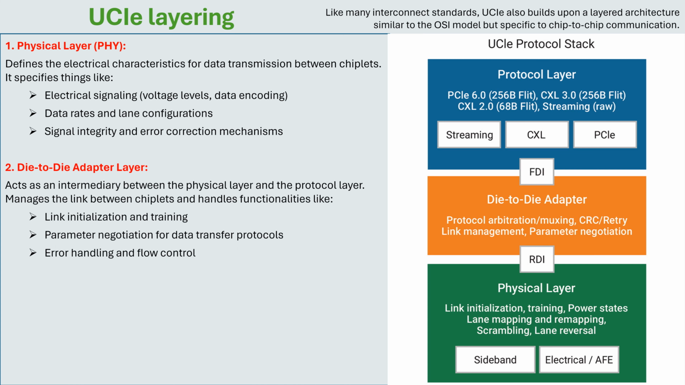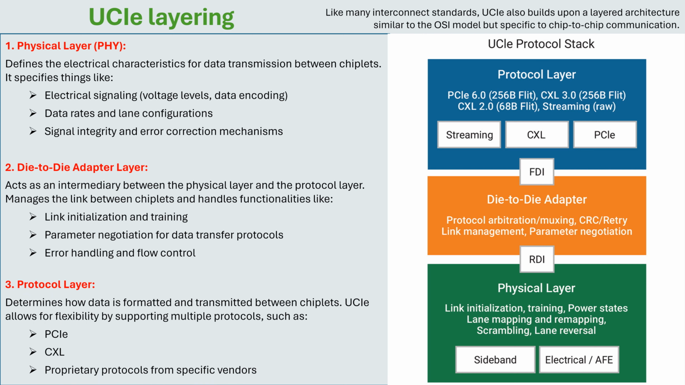The die-to-die adapter layer acts as an intermediary between the physical layer and the protocol layer. It manages the link between chiplets and handles functionalities like link initialization, parameter negotiation, and error handling. The third one is the protocol layer, which determines how data is formatted and transmitted between chiplets. UCIe allows flexibility by supporting multiple protocols such as PCIe, CXL, and proprietary protocols. As analog or interface circuit designers, maybe we fit more into the first, physical layer.